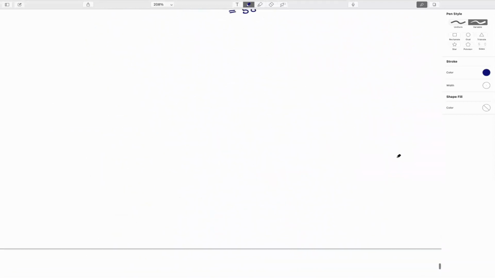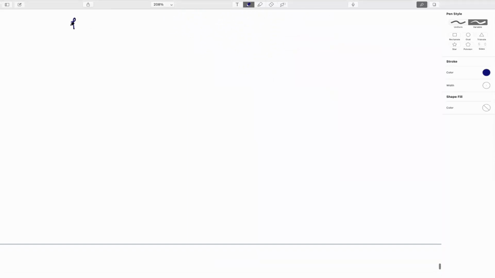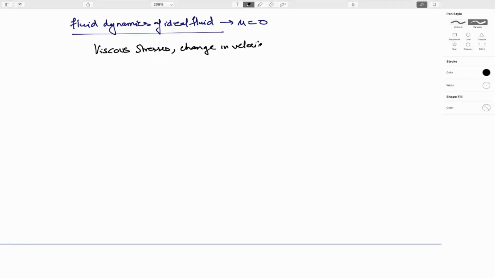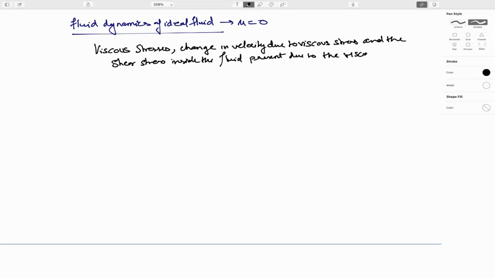Now let's move on to the next concept. So far we have discussed the fluid dynamics of ideal fluid, where viscosity is zero. Now we need to study the viscous stresses, the change followed by change in velocity due to viscous stress, and the shear stress inside the fluid present due to viscosity while the fluid is in motion.